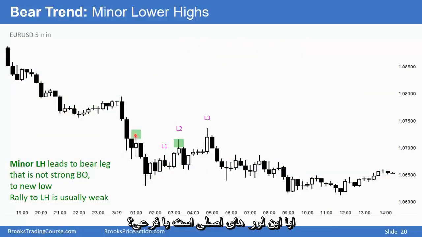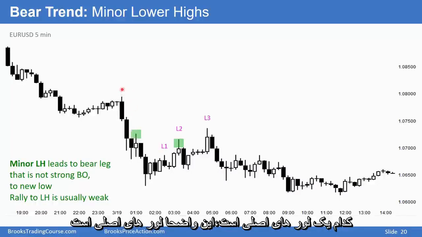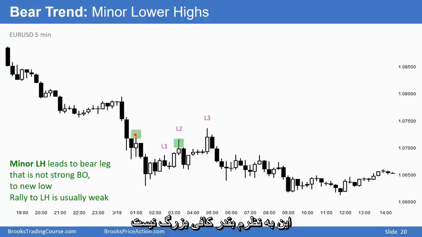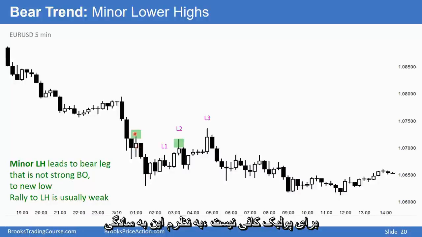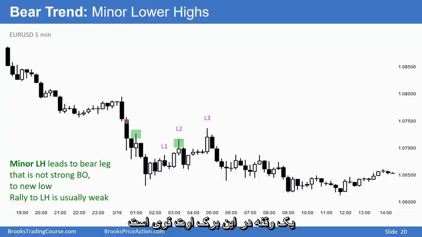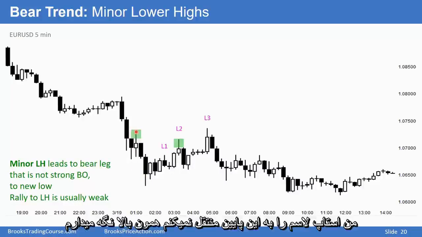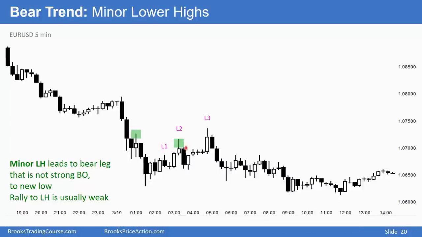So is this a major or a minor lower high? Is this the major lower high or is this? Well, this clearly is a major lower high. This, I think, is not major enough. We had a couple bar breakout, not enough of a pullback. So I think this is simply a pause in this strong bear breakout. I personally would not put my stop above that. I would keep my stop up here. And you can see this went above that.